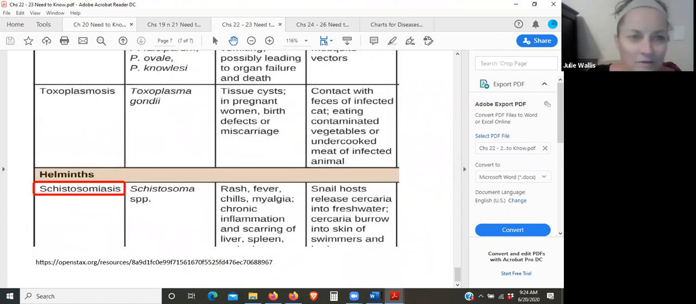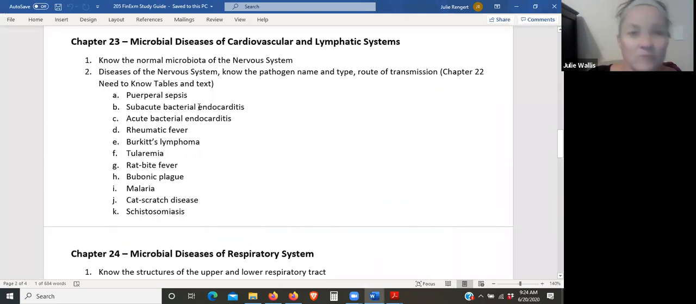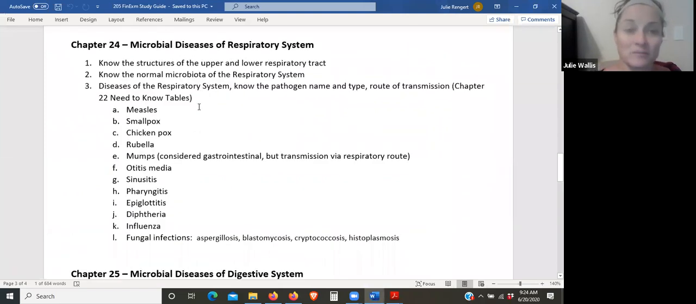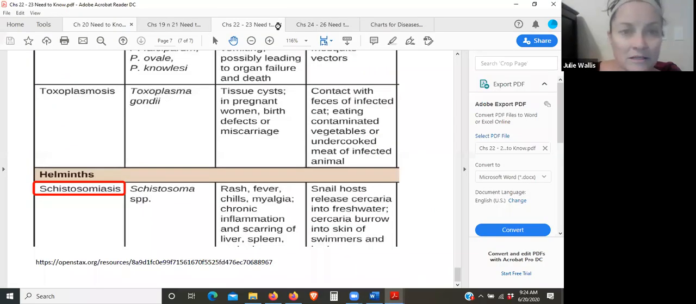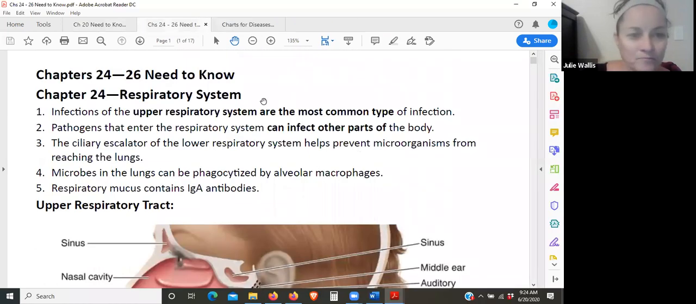And then respiratory system, there's a lot of structures in the respiratory system, and there are some things that you need to know about that. So in your 24 to 26, actually, let me go ahead and close this so that it's got less stuff open to worry about. In your respiratory system, you need to be familiar with the different components of the upper and lower respiratory tract.